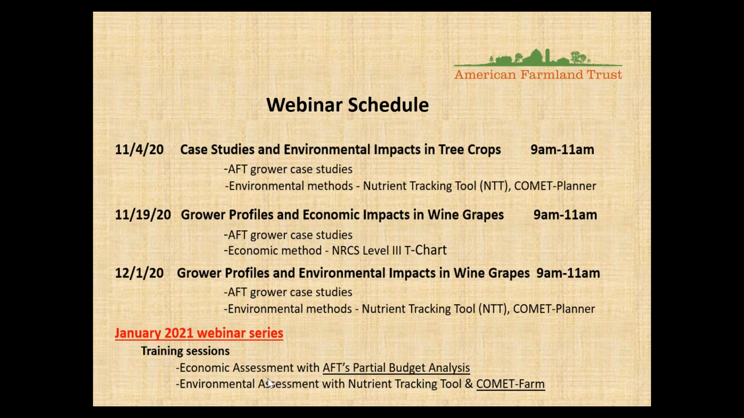In January, the National American Farmland Trust team is going to join our California team, and we're going to present webinars to train ag professionals on soil health tools, such as AFT's partial budget analysis for economic impact, and for environmental assessment, we'll review the nutrient tracking tool and introduce COMET-Farm as opposed to COMET-Planner that we're going to discuss today. And the January dates will be announced soon.